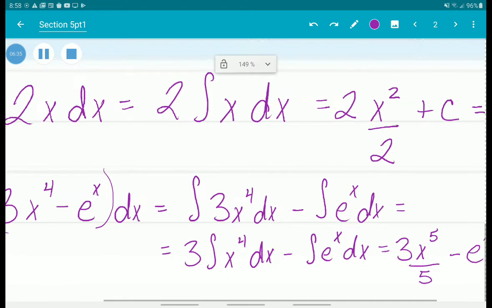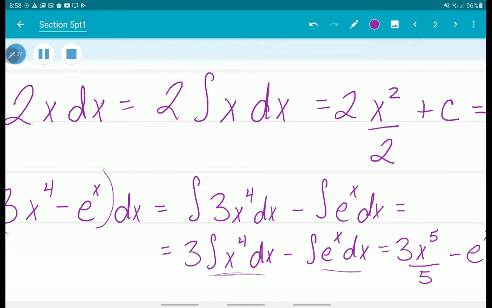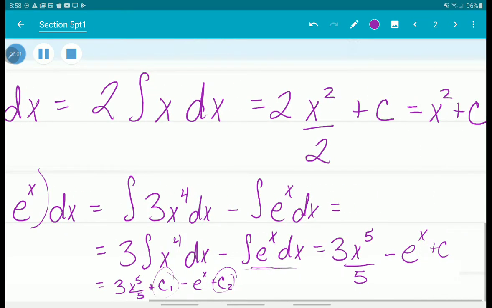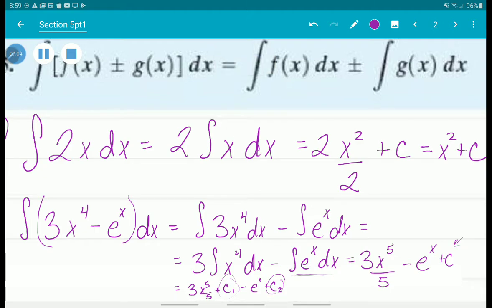Now you may be wondering, why didn't I add a plus c here and here? Let me show you why. We could say this is the same thing as 3x to the fifth over 5 plus some constant. And then when we integrate this, we would have e to the x plus some constant. If I take a constant plus a constant, I still get a constant value. We don't know what that is, so we're just going to call it generic c. You'll get to the same place either way. You really only need one constant represented in there.